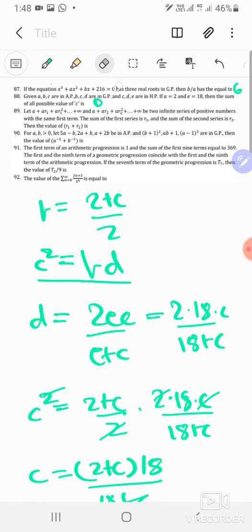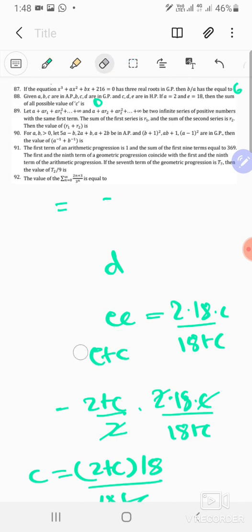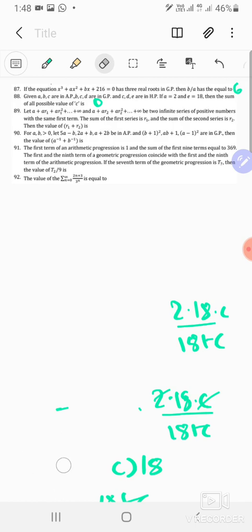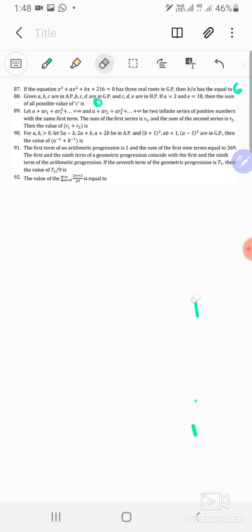Okay, so the next question is: if a plus ar1 plus ar1 squared all the way to infinite terms, and a plus ar2 plus ar2 squared till infinite terms, are two infinite series of positive numbers with the same first term, and the sum of the first series is r1 and the sum of the second series is r2, then the value of r1 plus r2 is, fine.